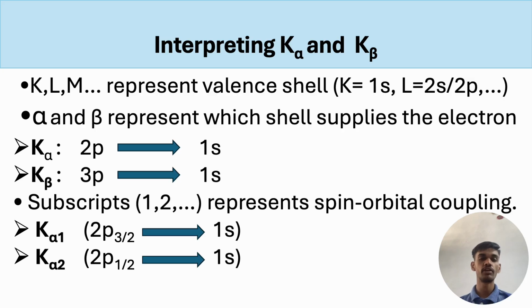Subscripts 1 and 2 represent the spin-orbit coupling, the coupling between electron spin angular momentum and orbital angular momentum. K alpha 1 represents the electron supplied from 2p 3/2 to 1s, and K alpha 2 represents the electron supplied from 2p 1/2 to the 1s shell.